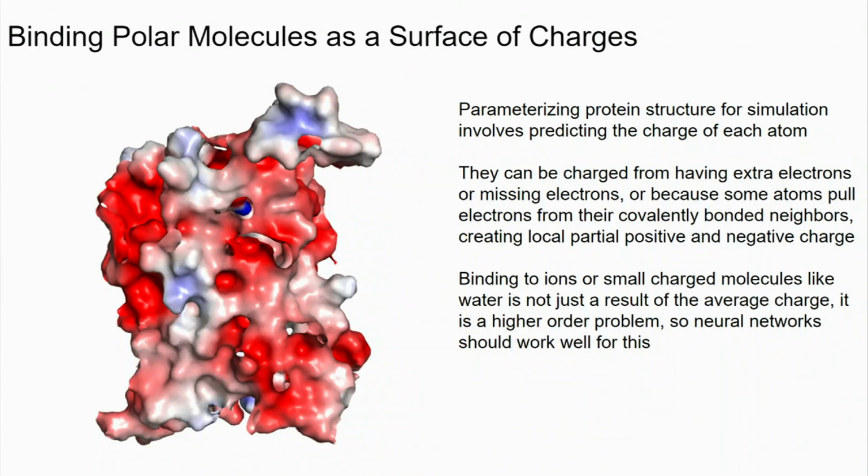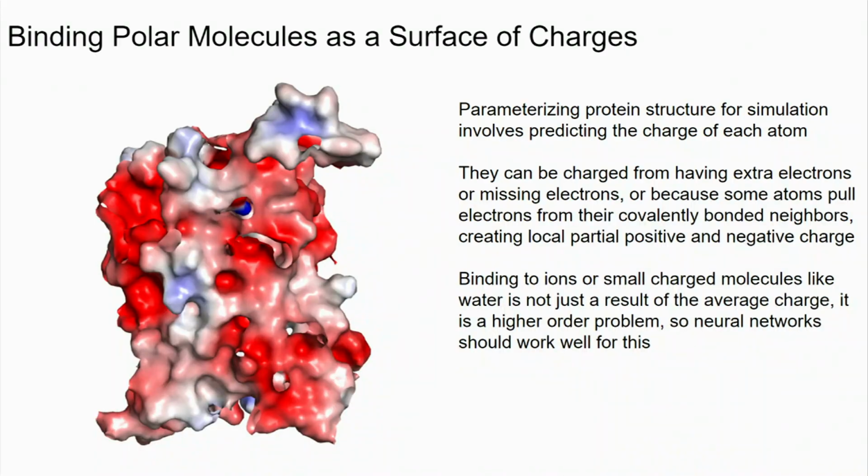So the inspiration for this project comes from a paper on the association of water to proteins based off of the charge of the surface. This structure on the left is a fluorescent protein showing the charge, with negative in red and positive in blue. The finding from the paper was that the association of water to a protein based on charge wasn't just on the local average; it was more complex than that.